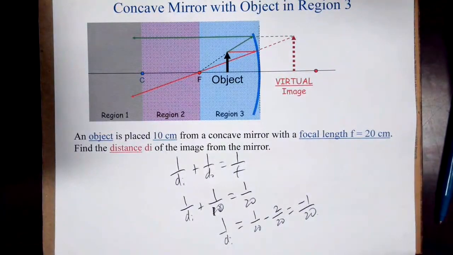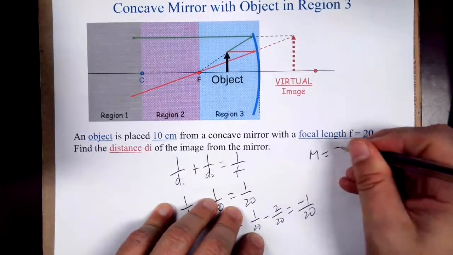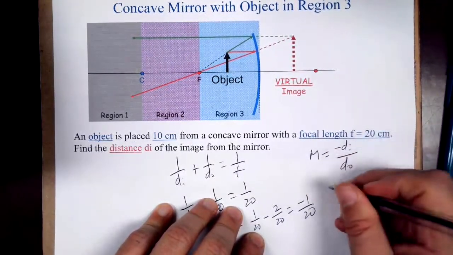So notice what's happening here: once we move into region 3, the distance to the image becomes negative, right? We saw on the mirror that the image went from being inverted when you're further away to the same direction when we moved through the focal point. So that's what's happening there. That means the image is now located on the opposite side of the mirror as the object, because di is negative. So if we want to know magnification, this is negative di over do.